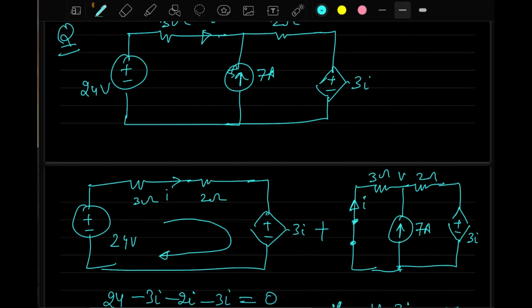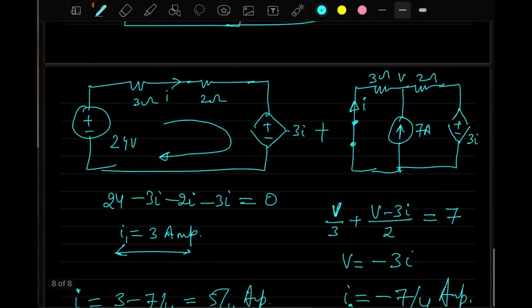Sir, is that equal to minus 3i? Yes, it's minus 3i because if you see this current, this direction is fixed. Everybody agrees with this? Yes, sir. So it will create a voltage drop like this, right? Yes, sir. So with respect to ground, this is ground, right? With respect to ground, what is the potential? Sir, it's minus 3i.